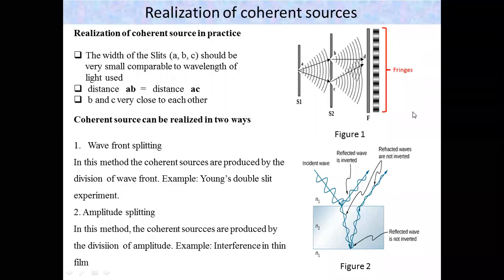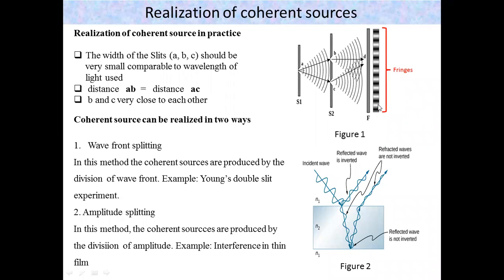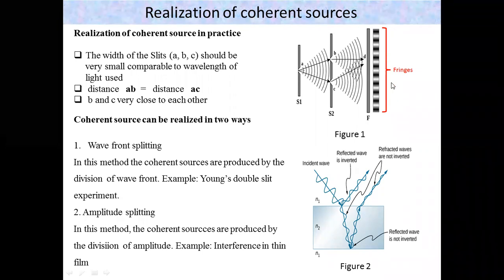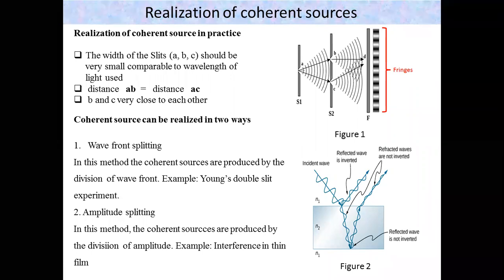The interference pattern consists of alternate bright and dark lines or bands. These alternate bright and dark bands are known as interference fringes.